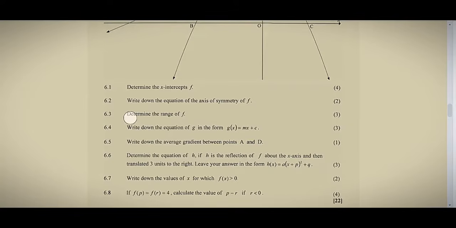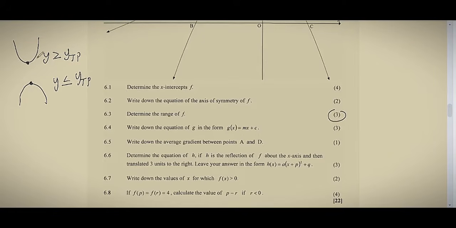Now, 6.3 says, write down the range of f, right? So in order to write the range of f, we can see that we are given 3 marks here. In order to write the range, we have to consider this. If we have a concave up graph, then the notation to write the range is to say y is greater than or equal to the y-coordinate of the turning point. And if you have a concave down graph, you say y is less than or equal to the y-coordinate of the turning point.